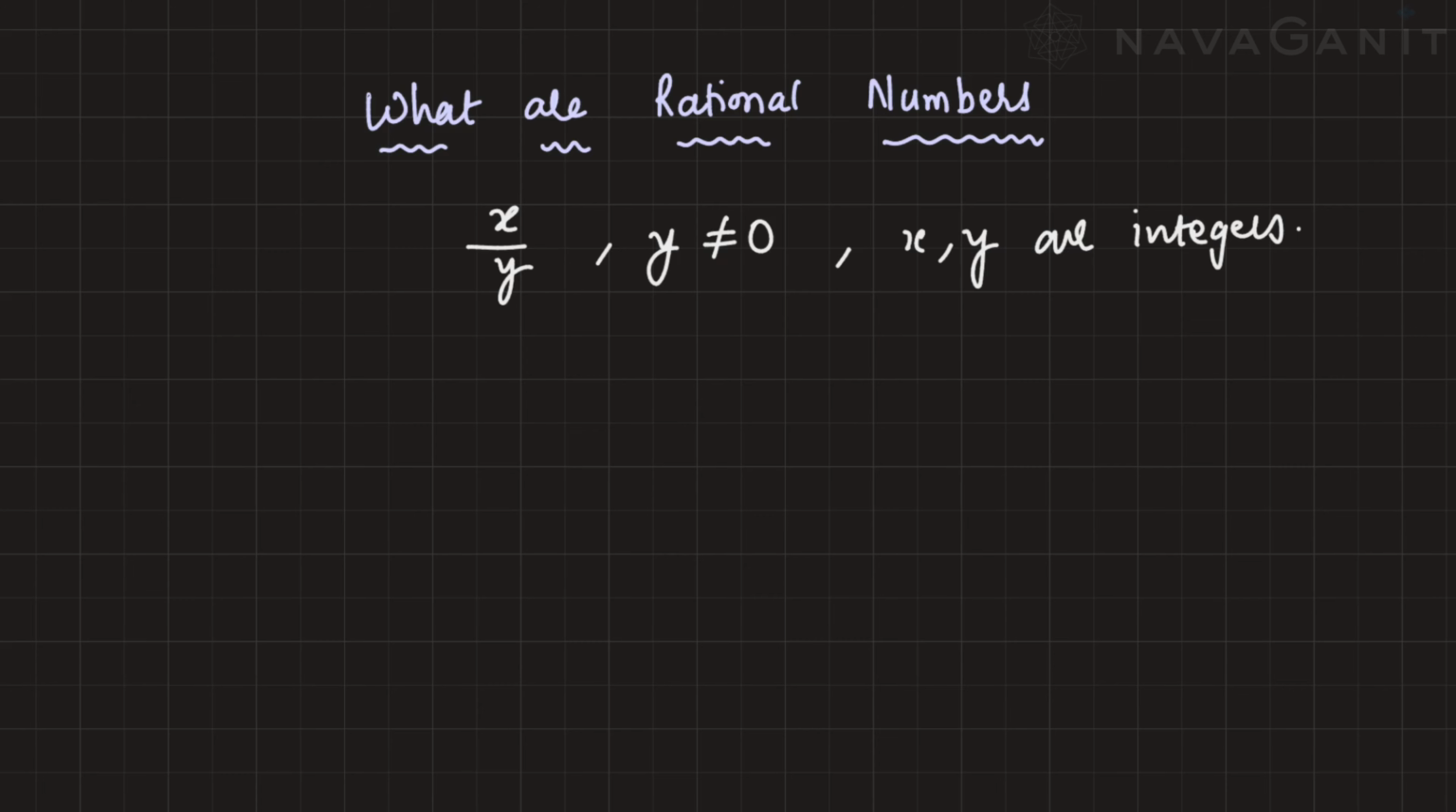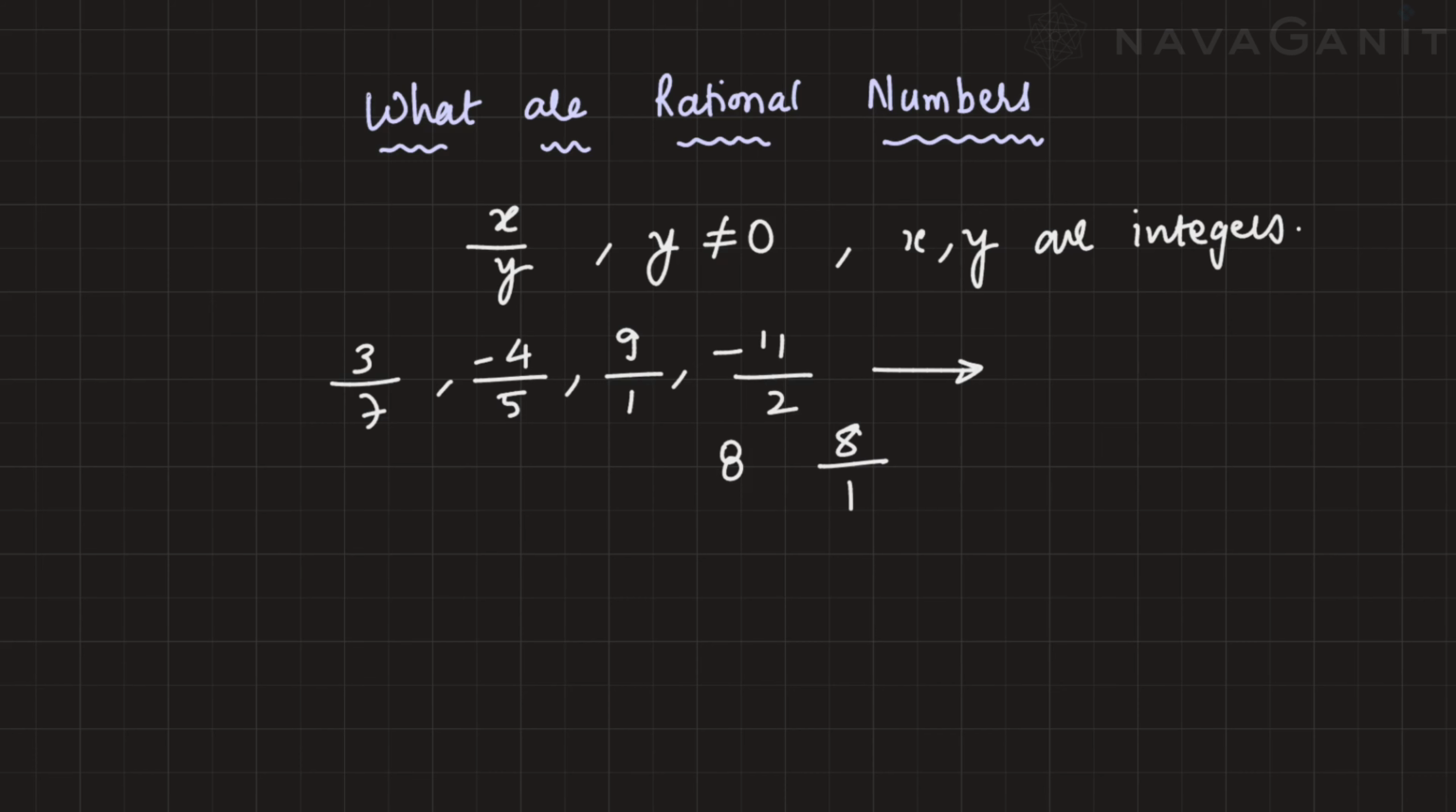So, for example, numbers like 3 upon 7, minus 4 by 5, 9 upon 1, minus 11 upon 2, these are all rational numbers. Even whole numbers such as 8 can be expressed as 8 upon 1, making even whole numbers rational numbers. So all whole numbers are rational numbers. All natural numbers are rational numbers.